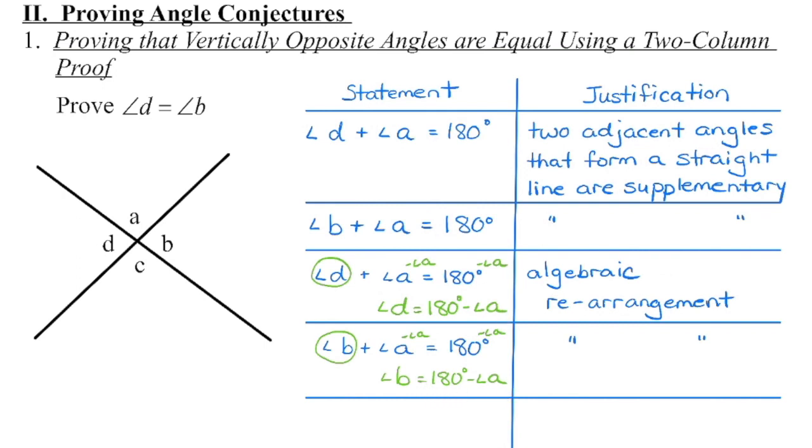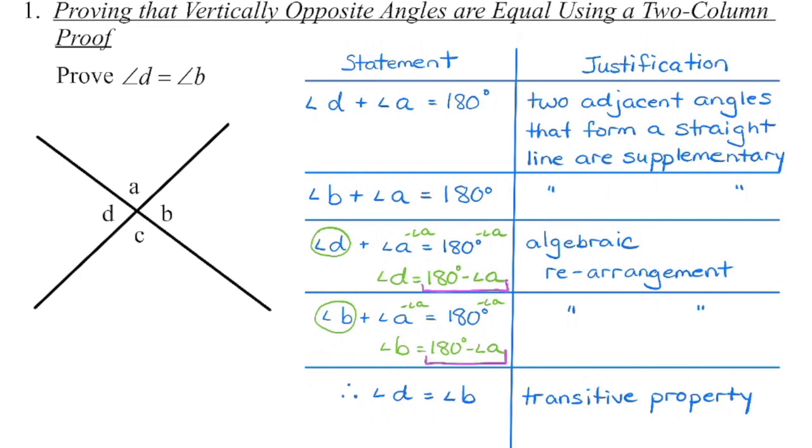Now remember, if two quantities are equal to the same quantity, therefore those quantities must equal each other. Do you remember what that's called? That's the transitive property. So by the transitive property, we can now bring these together and reach our conclusion. Therefore, we have now proved that vertically opposite angles are going to be equal. So this is now going to be true in all cases.